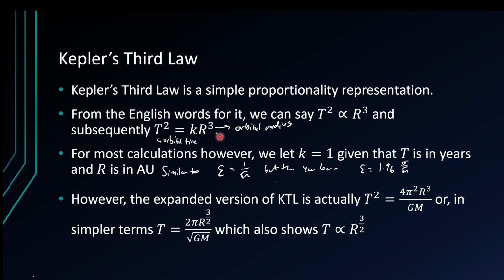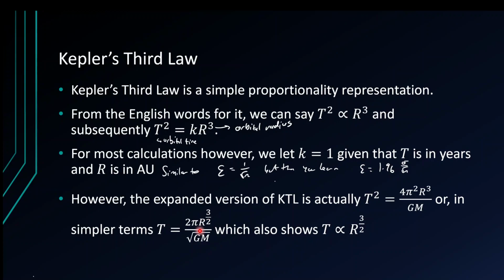Instead of going from t squared equals r cubed, we go to t squared equals 4 pi squared r cubed over GM, which in a simpler way can show that time is proportional to the 3/2 power of the radius. But it tends to be written as t squared is proportional to r cubed, as Kepler's third. This t equals 2 pi r to the 3/2 over root GM is not really used that much. We tend to use the t squared form.